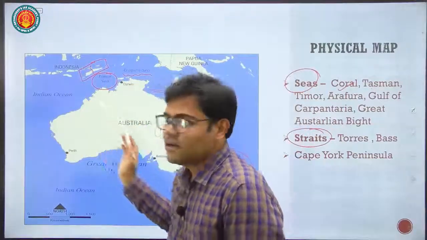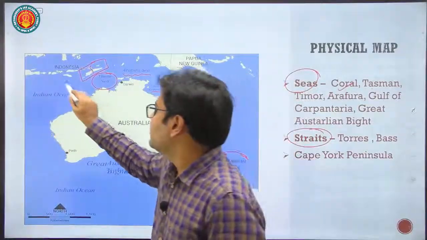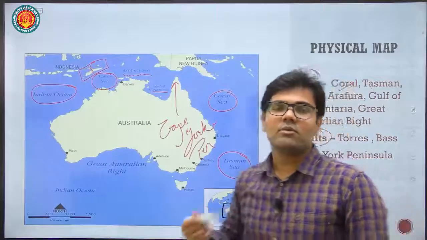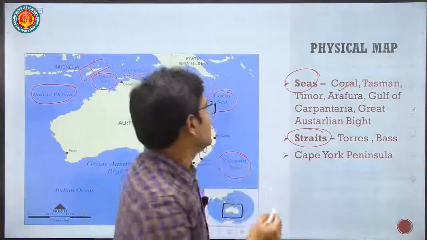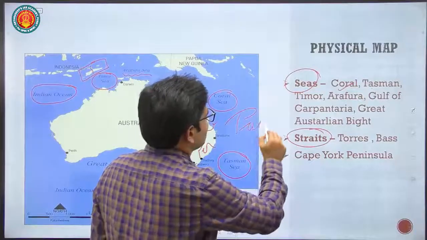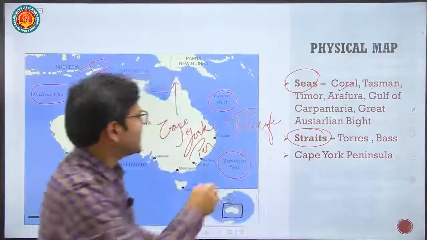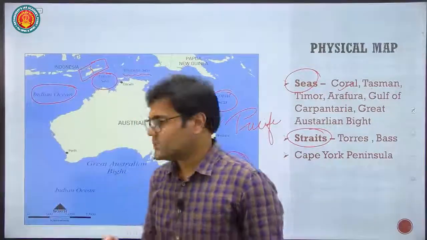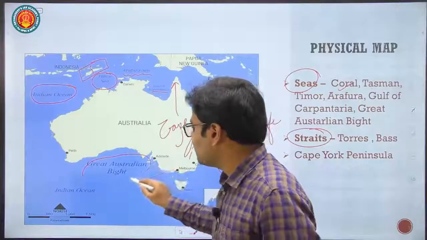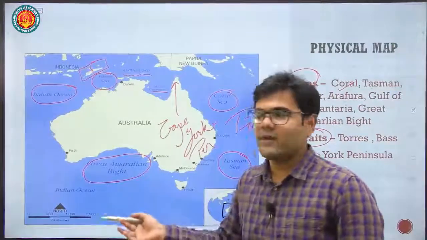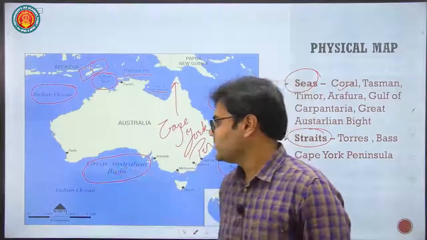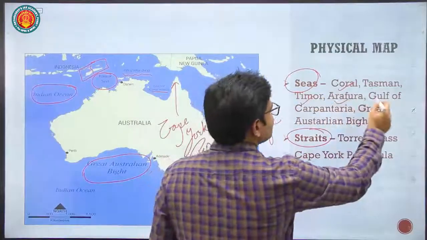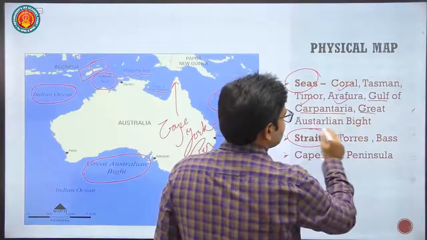Okay, then here in the western part of Australia we have Indian Ocean, and in the eastern part, Coral Sea and Tasman Sea are both part of our Pacific Ocean. So here we have Pacific Ocean. Pacific Ocean has two marginal seas, Coral Sea and Tasman Sea, and in the south direction here we have the Great Australian Bight. That's a kind of gulf or bay, you can say, Great Australian Bight. Next, we completed Timor Sea, Arafura Sea, Gulf of Carpentaria, Great Australian Bight.